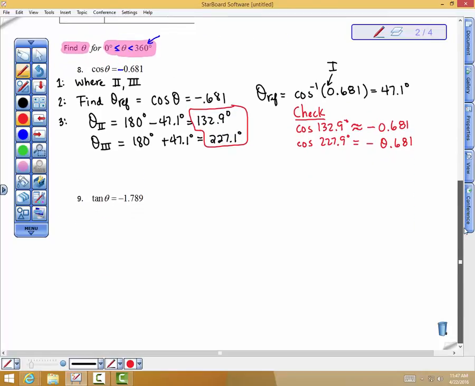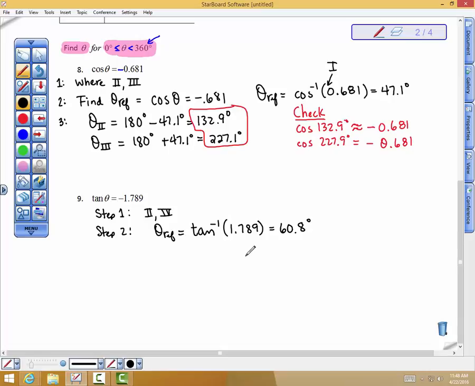Let's try this again. If you'd like, you could pause the video and do number 9 on your own. Step number 1. Where can that happen? Where is the tangent of an angle negative? Well, it's positive in 1 and 3, so it's negative in 2 and 4. Step number 2, find a reference angle. To find a reference angle, we're going to go second tan. That's what we tell our calculator. Go in the calculator, go second key, tangent key, and just put the 1.789 so that it will give us a small, acute, less than 90 degrees reference angle.